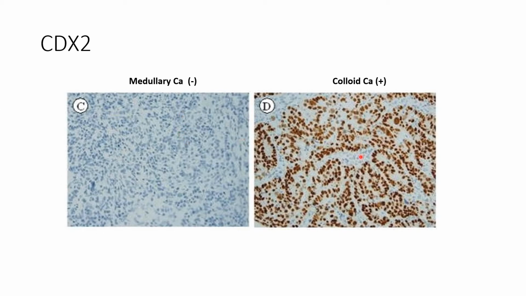Medullary carcinoma and colloid carcinoma have a peculiar IHC marker, which is CDX2, which is particularly positive in colloid carcinoma. You can see the positive nuclear staining, but it is negative in medullary carcinoma. So this is a very useful IHC marker to differentiate between medullary and colloid carcinoma in the pancreas.